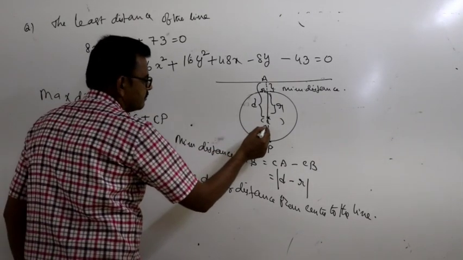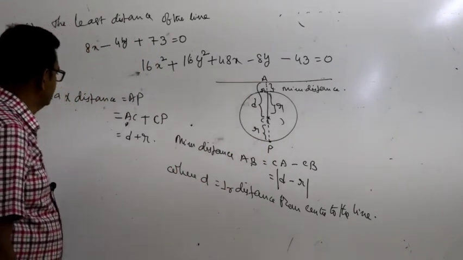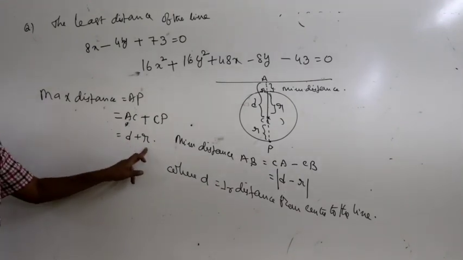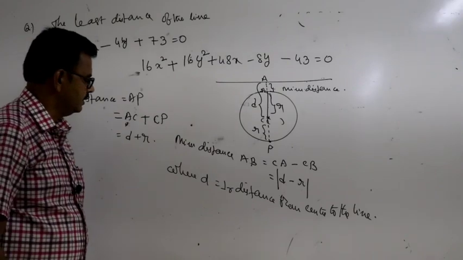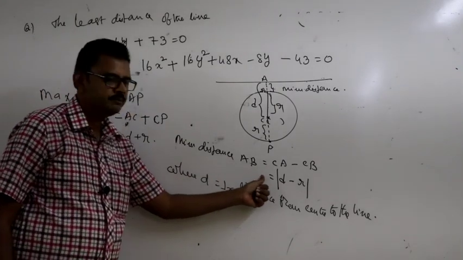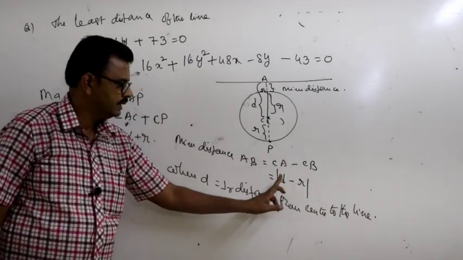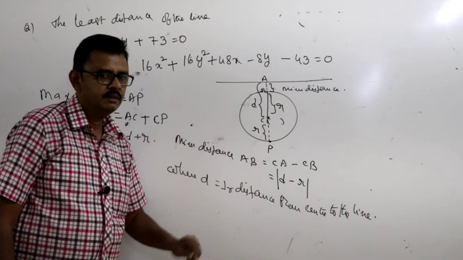So this is the radius and this is the length of the perpendicular. To calculate the maximum distance, we use D plus R, where D is the length of the perpendicular from the center to the line. To find the minimum distance we use mod of D minus R, where D is the length of the perpendicular from the center to the given line.